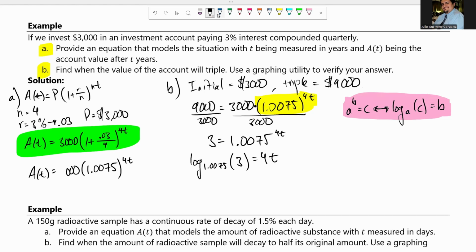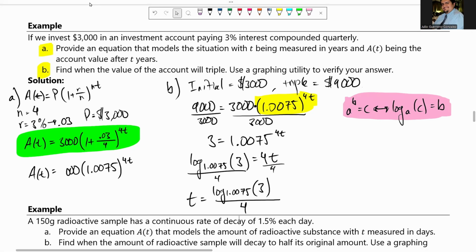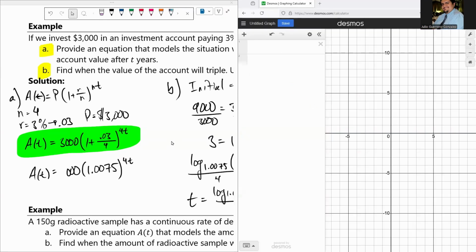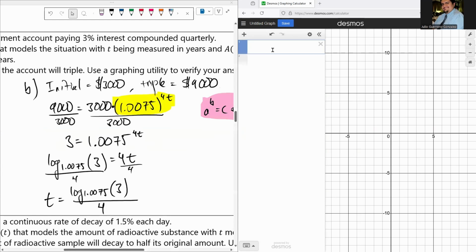Okay, I need t by itself, so I can divide by 4. Divide by 4. t is equal to the logarithm base 1.0075 of 3 divided by 4. Okay, now we at least have an answer, right? I am going to put that into Desmos. I'm going to show you guys how to do it really quick.